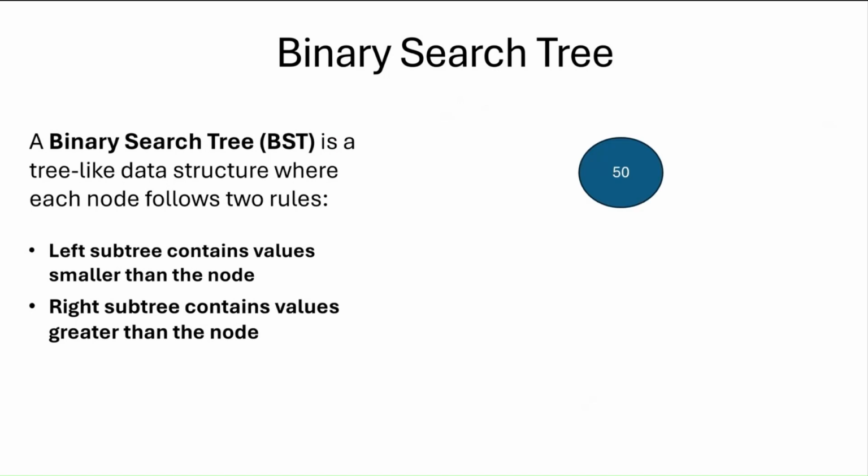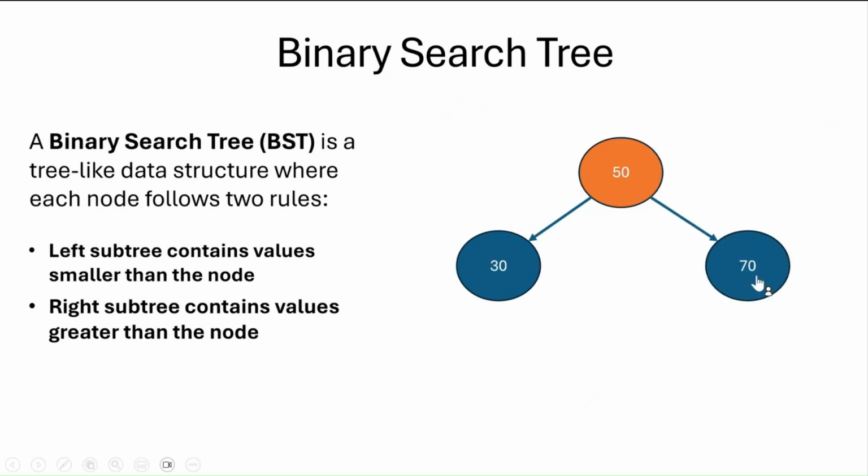Let's understand with an example. Let's say this is our node, whose value is 50. If you see, the left subtree or the left node has a smaller value than the node: 30 is less than 50. And the right subtree, which has value 70, is greater than the value 50 of the node. Similarly, it is followed for each node in a tree.